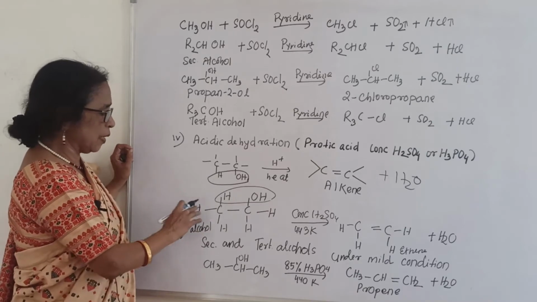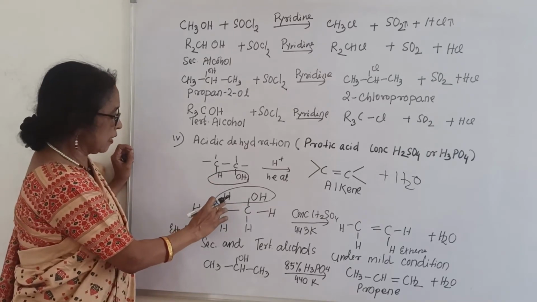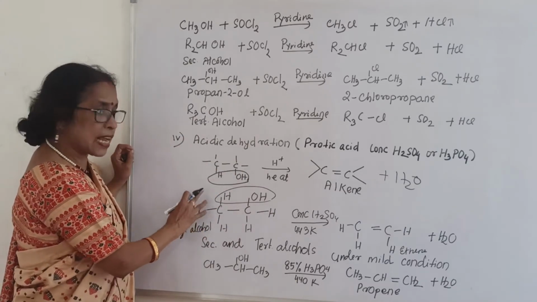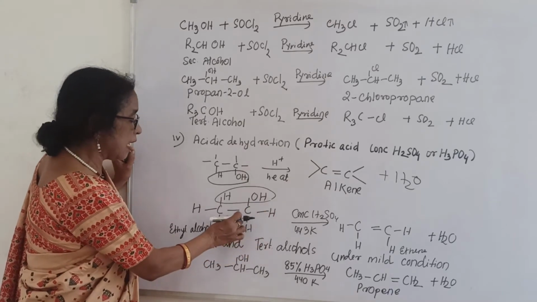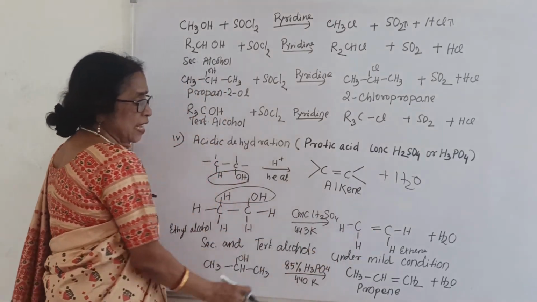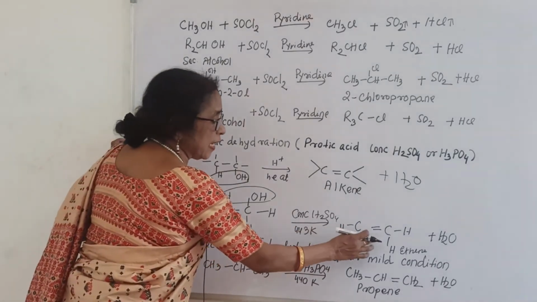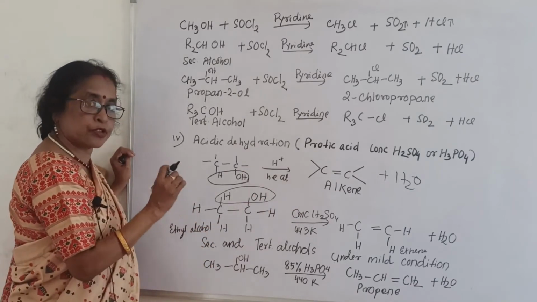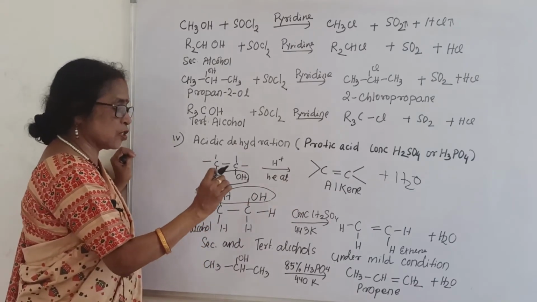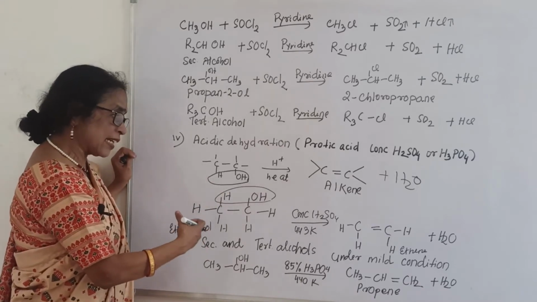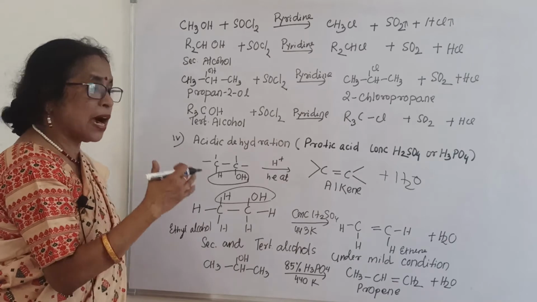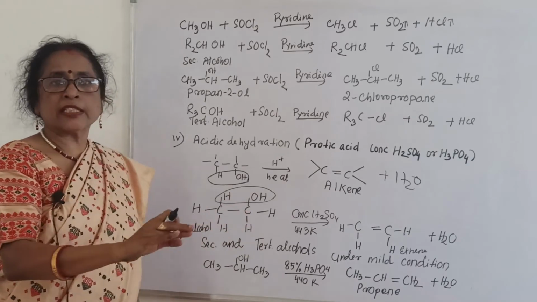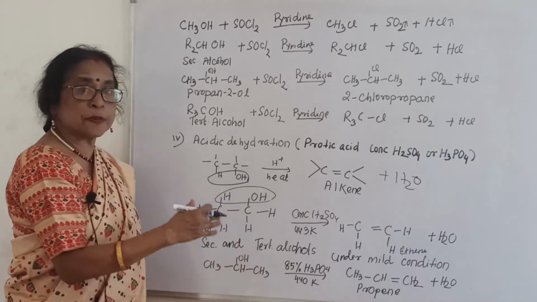Now if you take ethyl alcohol, same as here, H and OH give water as a byproduct, and what is remaining? This side CH2, this side CH2, and here it changes to a double bond. So what is the name here? Ethene and water. Here you are taking H2SO4, strong concentrated sulfuric acid, whereas secondary and tertiary alcohols under mild condition, where concentrated sulfuric acid is not required, you can take phosphoric acid.